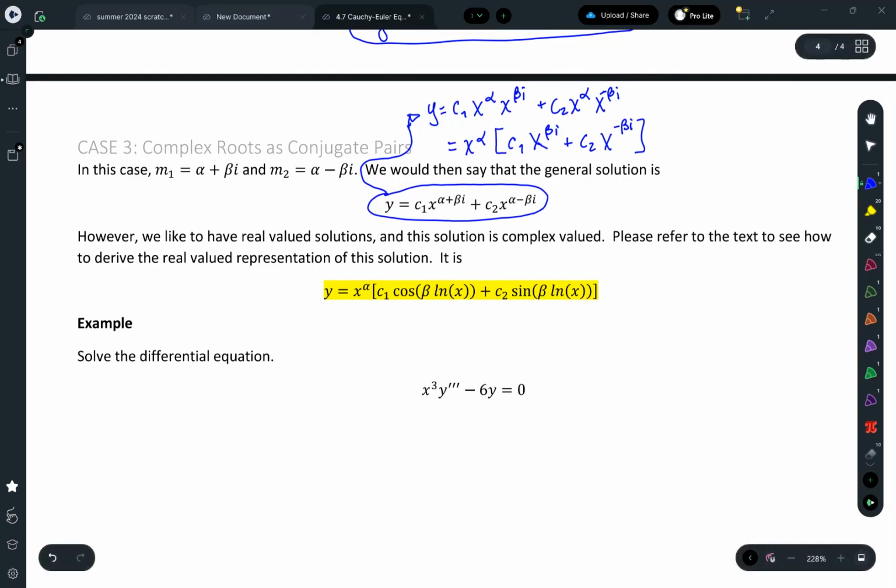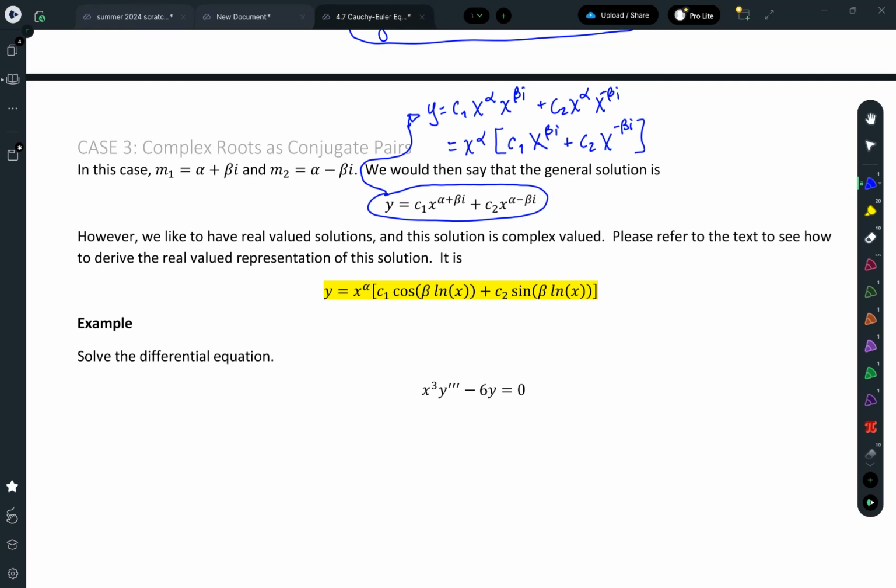And then we would have to get a real valued solution. So we'd go back to, I'm trying to think of the name of the theorem that we use in order to get this. It's Euler's formula. I was struggling because we're doing Cauchy-Euler equations, and I'm like, no, it's not Euler. I just have Euler on the brain, but it is Euler. It's Euler's formula that allows us to get x to the beta i and x to the minus beta i in terms of a real valued function.